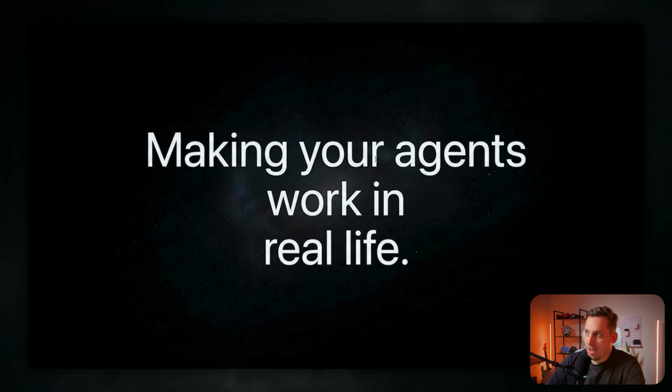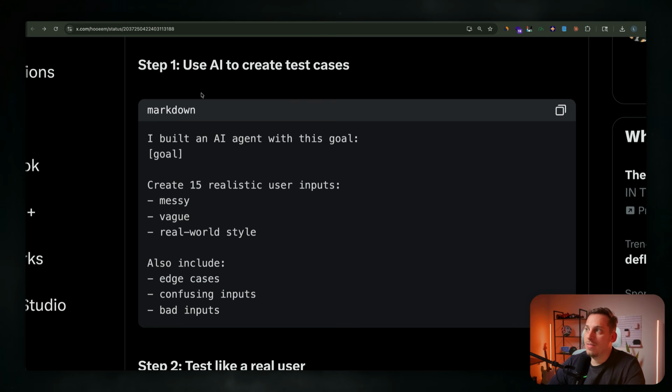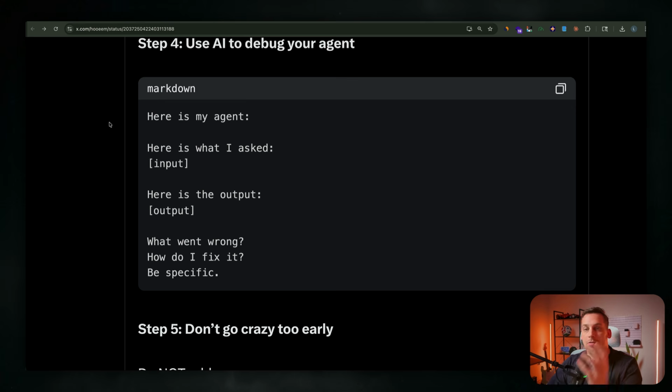And now, making your agents work in real life. Because in real life, we don't properly write, please clarify why the IRS sent me this bill. We say, why the F did we get charged this by the IRS? Like, what the heck is happening, right? We chat like a normal person. So it's good to create realistic user inputs that are messy, vague, and real-world style, so that the AI agent can understand these inputs.